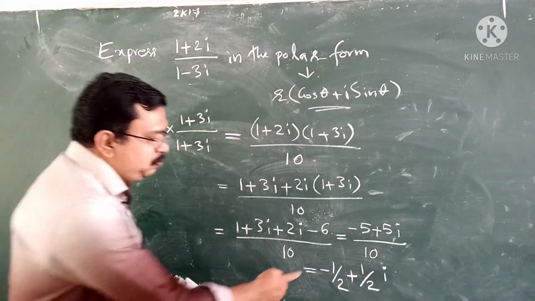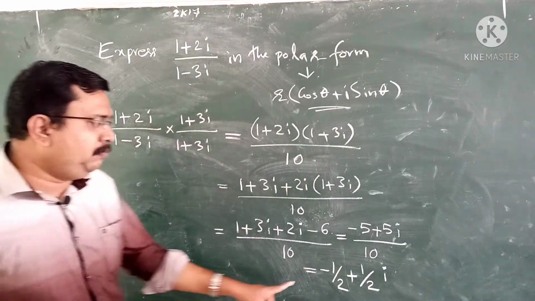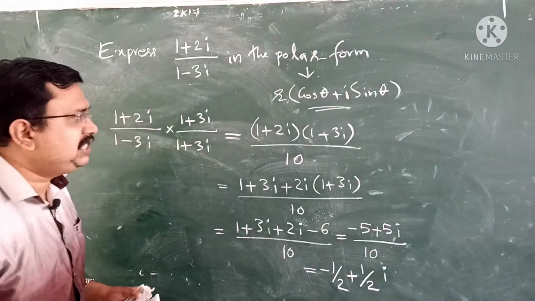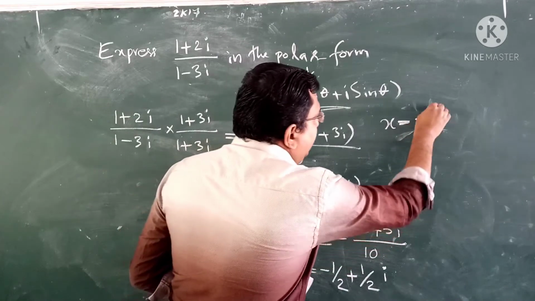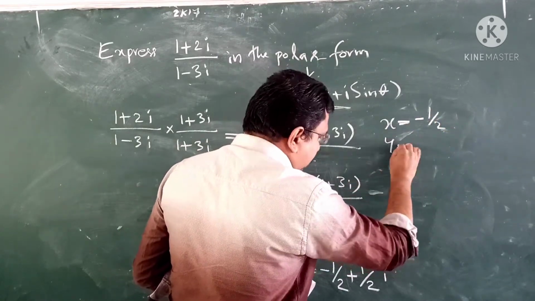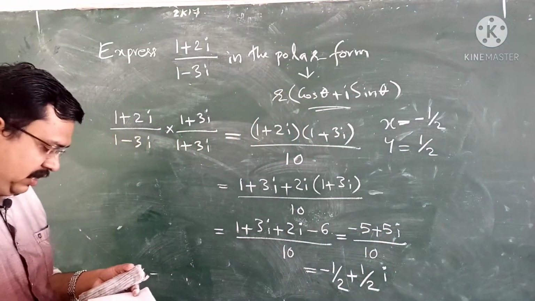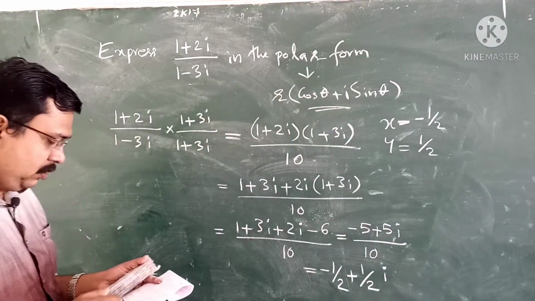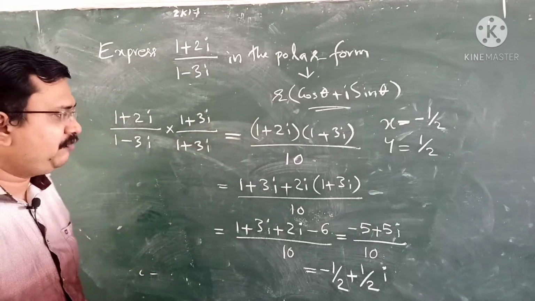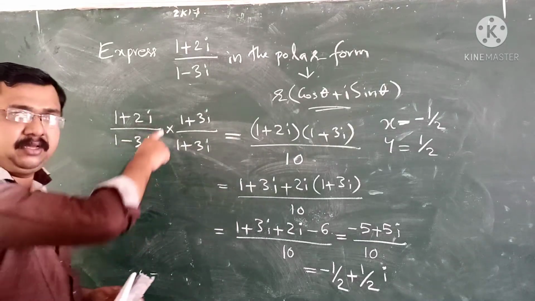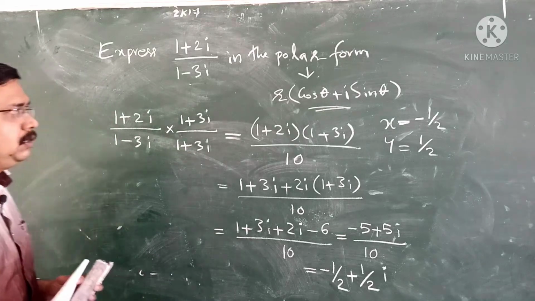We get the x + iy form. First, we convert the complex number into the form x + iy. Here, what is our x? Here, x = −1 by 2 and y = 1 by 2. That means when converting into polar form, please first write this on your notebook. Then we can do the next step.